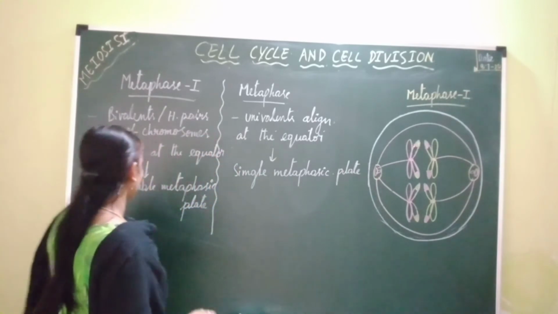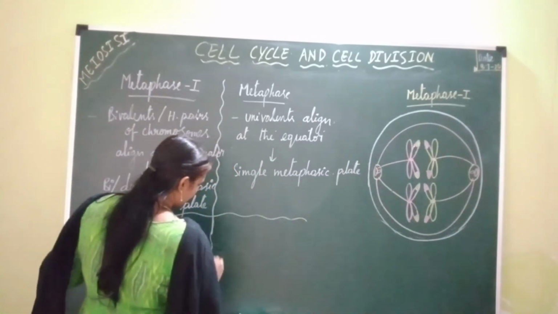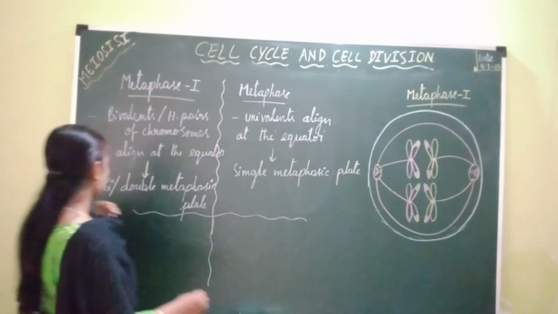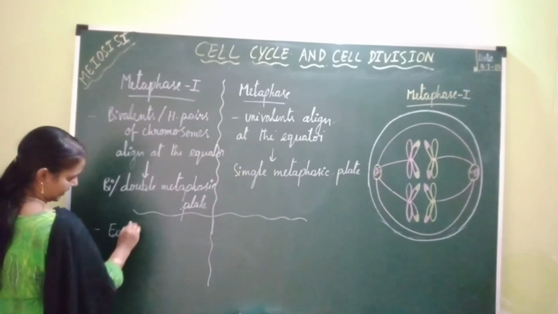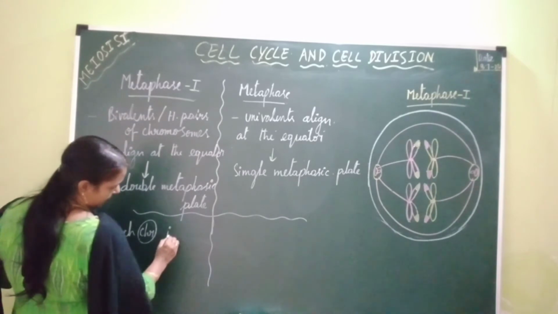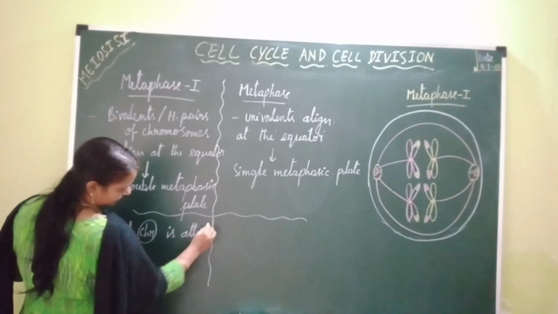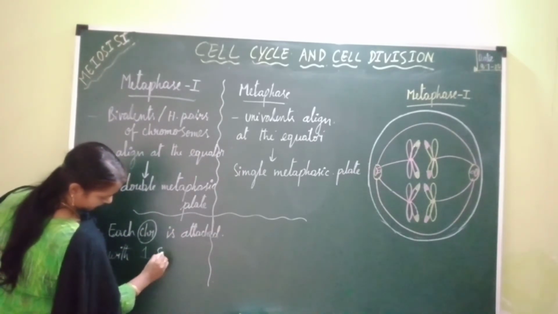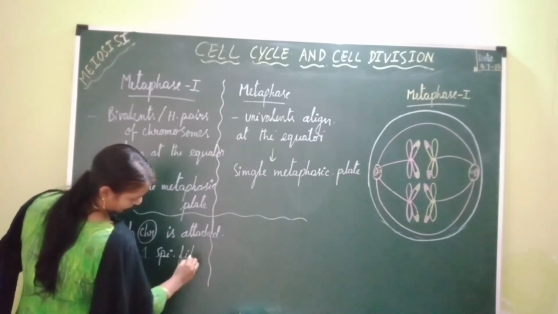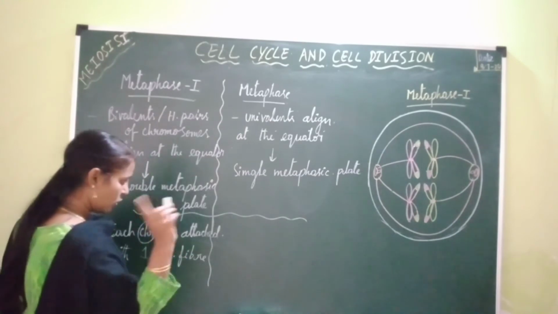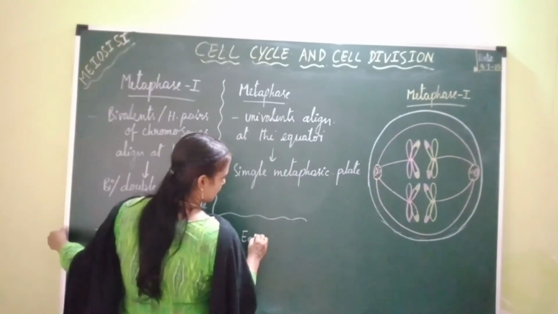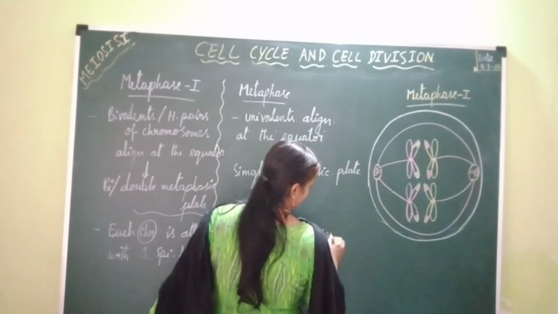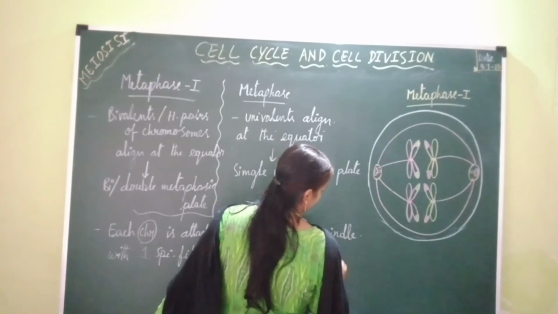Okay. Now one more difference is that during the Metaphase-I of Meiosis-I, each chromosome is attached with only one spindle fiber. Whereas in case of Metaphase of Mitosis, each chromosome is attached with two spindle fibers. Let's see how.